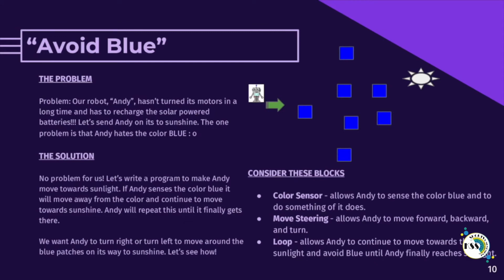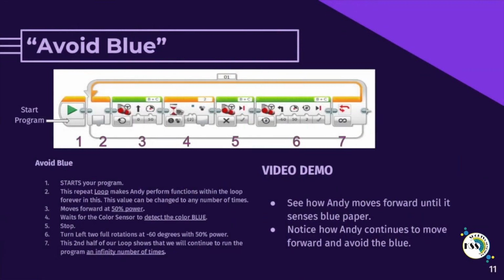The color sensor, which allows Andy to sense the color blue and to react to it. The move steering block allows Andy to move forward, backwards, and to turn. And the loop allows Andy to continue to move towards the sunlight and avoid the color blue. The following graphic illustrates the 7 different steps we put together to resolve the problem.